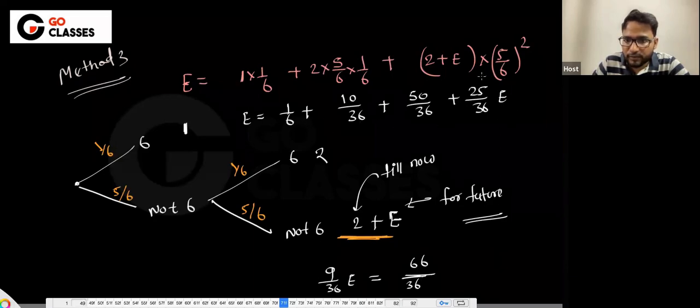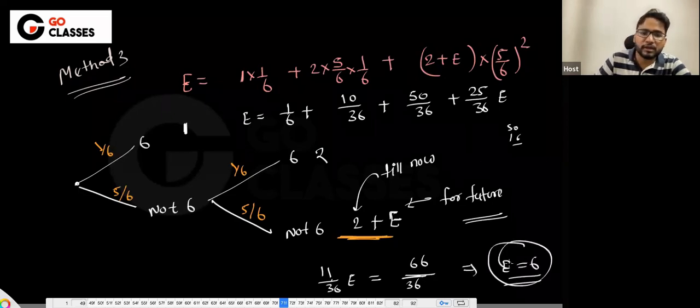This is 9/36 E equal to 16 and then 50, 66/36. 11/36 is on the left. LHS is 11, okay. 36 - 25 is 11, okay. Yes, it is coming, right? Sorry, I made a mistake. So E is 6, okay. So E is 6 only.